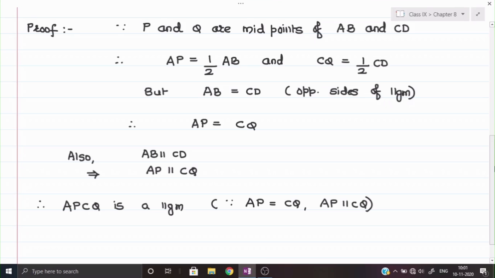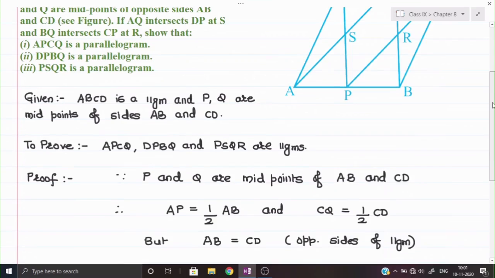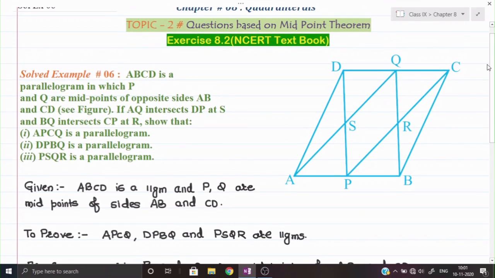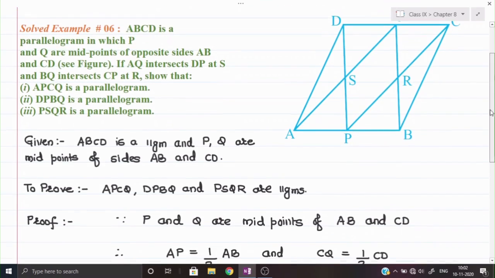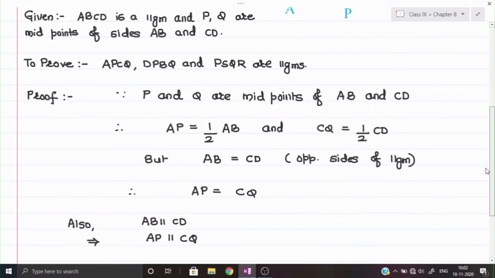Now you see the second part. The second part we can also prove in a similar manner. You observe we need to prove here that DPBQ is a parallelogram. If I take BP and DQ in the similar way, I can easily prove them equal, because BP is half of AB and DQ is half of CD. Again AB and CD are equal, so BP and DQ will also be equal. Second, BP and DQ are also parallel because AB and CD are parallel. So in the similar way we can prove that DPBQ is a parallelogram.